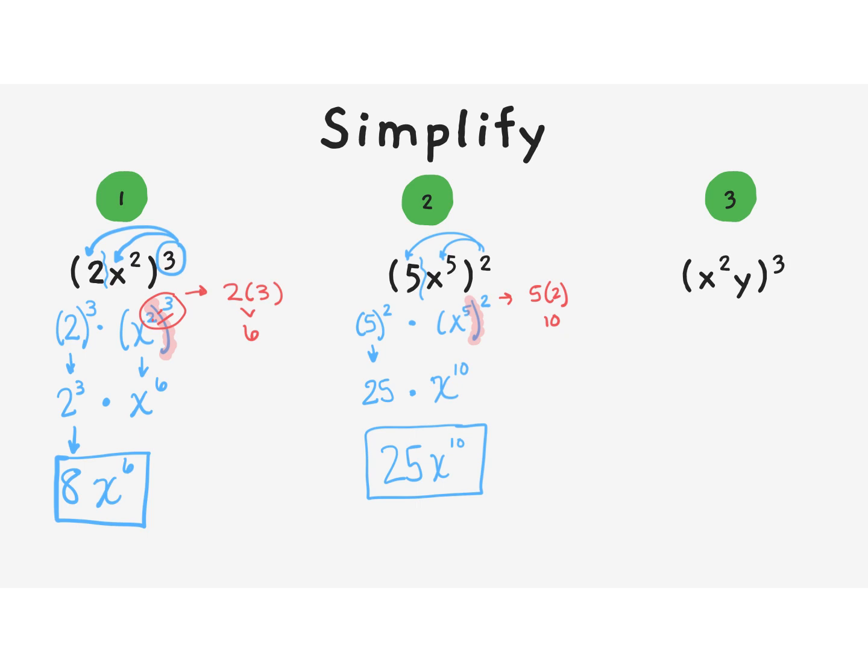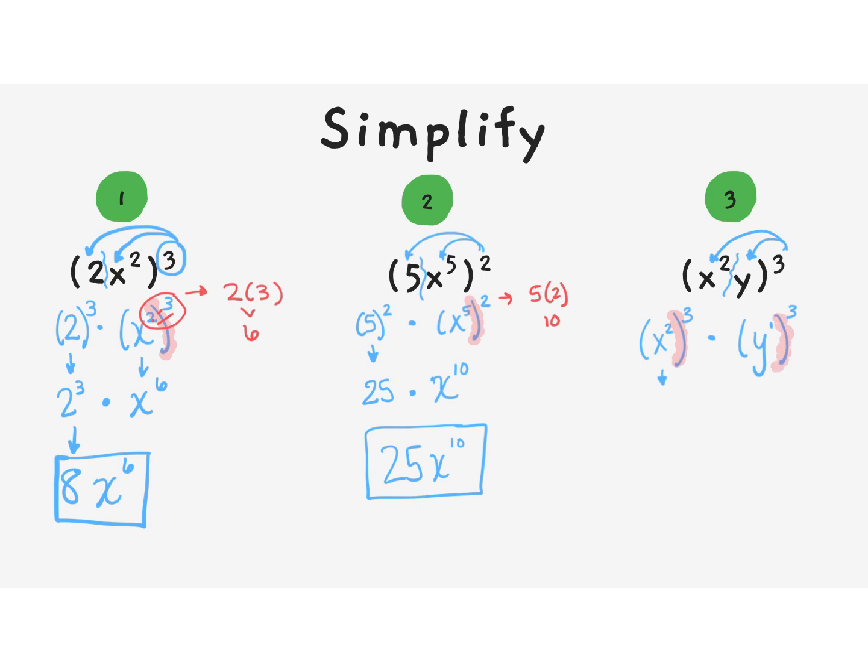So last but certainly not least, again, we have our 2 problems right here. We're going to distribute our 3 to both of them. I'm going to rewrite them. We have x to the power of 2 to the power of 3 times y to the power of 1, we could put that there, to the power of 3. And I'm going to one more time just show you this. I have this right here.